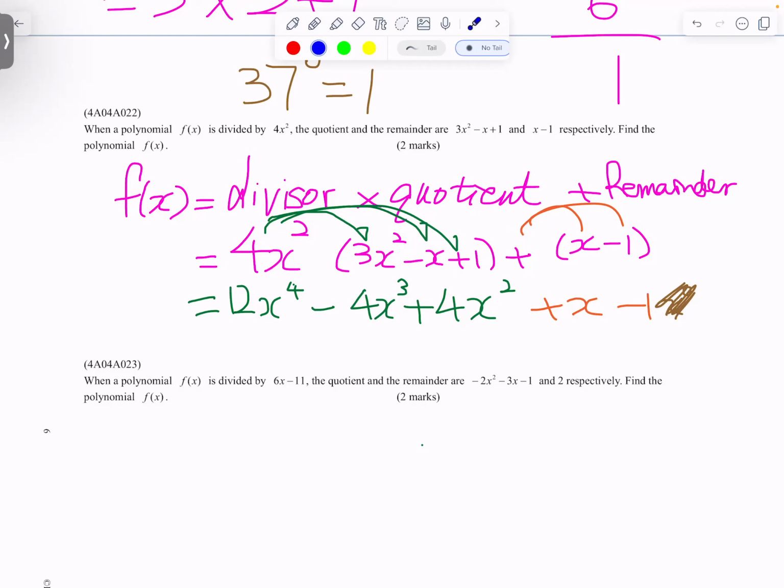I got negative 12x cubed minus 18x squared minus 6x plus 8. Yeah. See.